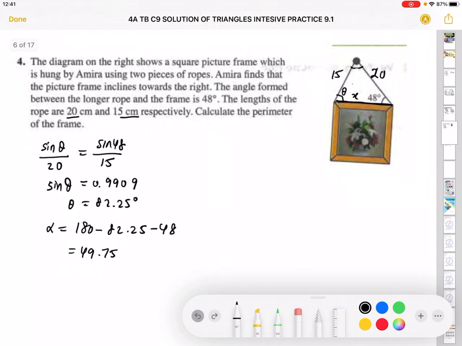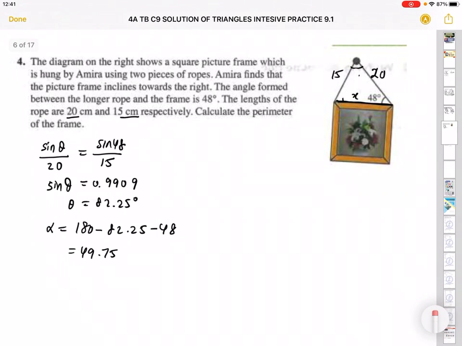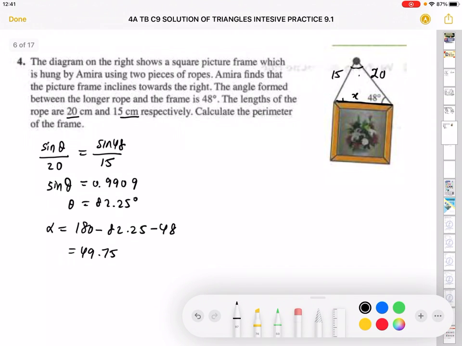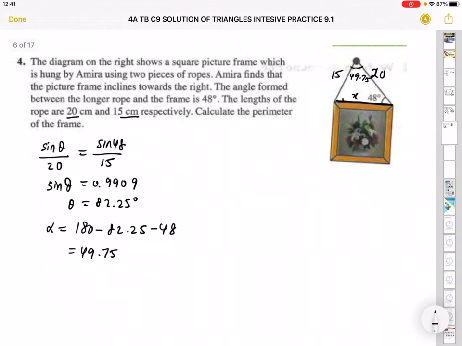Let me write down. I'll drop all this off. This is now 49.75. I think I'll still write this down for you. This is 82.25. Okay, so we'll take x divided by sine 49.75, and the result must equal 15 divided by sine 48.